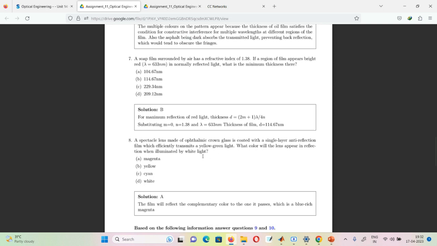So what happens if you illuminate it with white light? It will completely transmit the yellow green region, the middle point of the spectrum. Whatever will be reflected is at the edge positions. One side will be red, the other side will be the blue violet region. So it will be a mixture of red and blue. You know that color combination, right? Red and blue, if you add them, what do you get? You will get magenta.